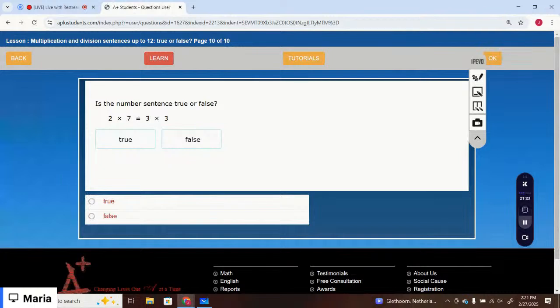Is the number sentence true or false? False it is. Option number 2 is the correct option.